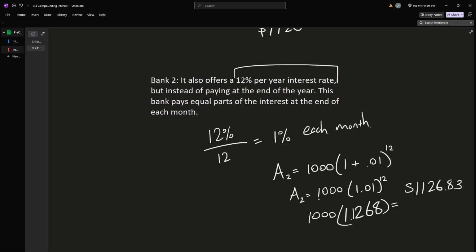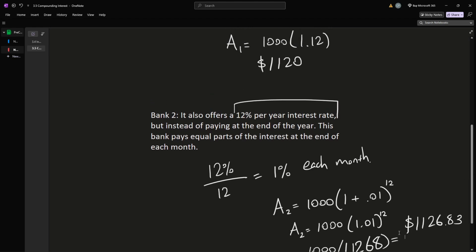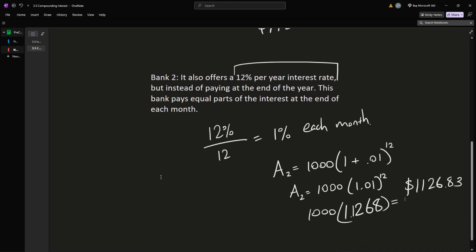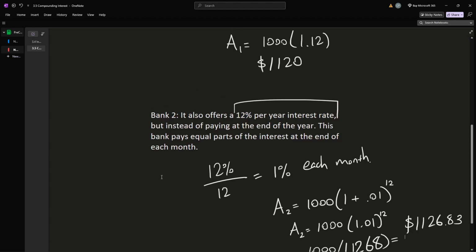$1,126.83. And comparing this to bank 1, we see bank 2 yielded more money than bank 1, even though they both gave a 12% per year interest rate. Now this is the first thing about compounding interest. If I split the same time frame into more intervals and apply interest more times in that time frame, I yield more money given the same interest rate.